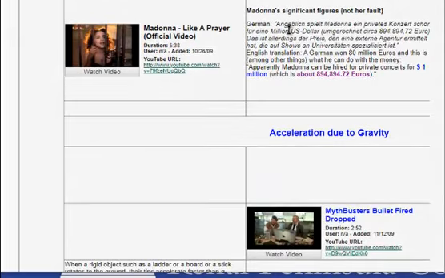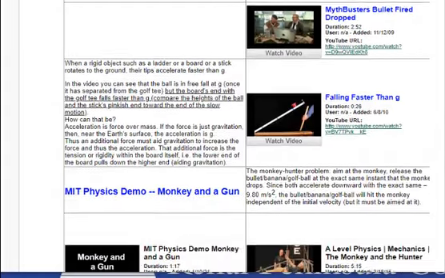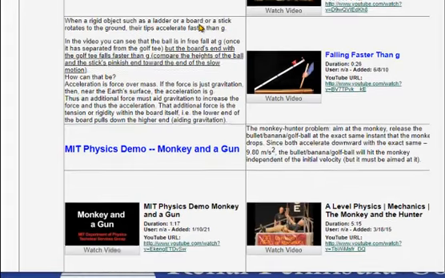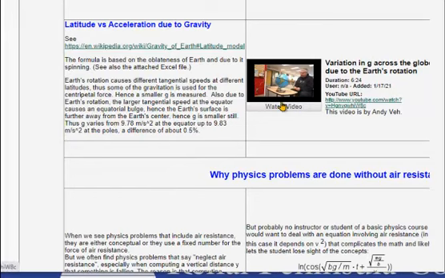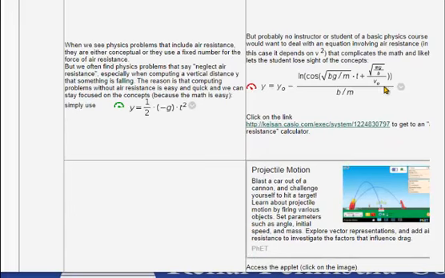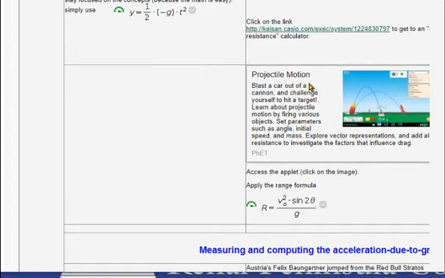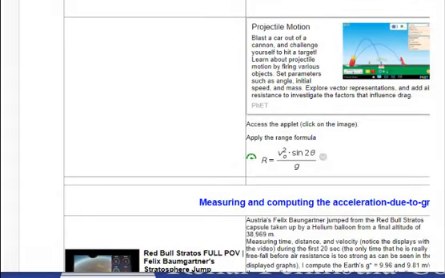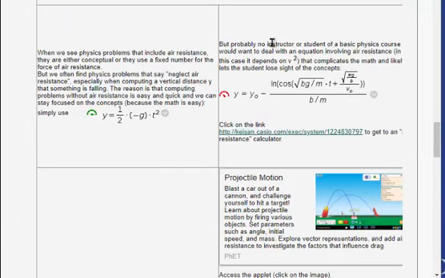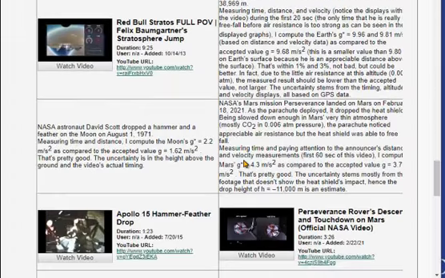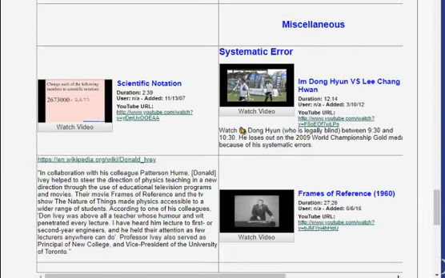Yes, I put Madonna in there for some reason. Mythbusters, things like that. Monkey and a Gun. These are kind of interesting videos. Here's one actually that I made myself. This one is about air resistance versus leaving air resistance out. Notice this nice little equation versus this really complicated one if we dealt with air resistance. By the way, I think this one is also part of that extra credit question that you saw at the very end of the homework. And again, lots and lots of other videos.